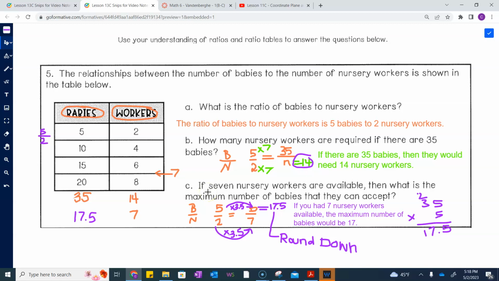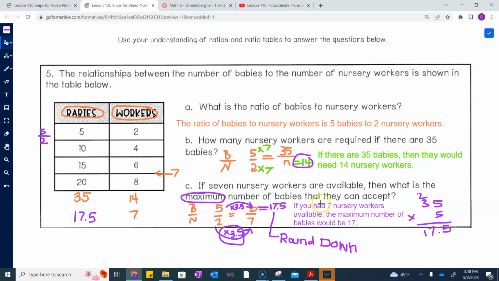C, if 7 nursery workers are available, then what is the maximum number of babies that they can accept? So I set up babies to nurseries again, 5 to 2. And again, I could have used any of these ratios. I just picked the simplest form ratio, 5 to 2. And I saw that to go from a 2 to a 7, which is what I'm doing, I need a scale factor of 3.5.